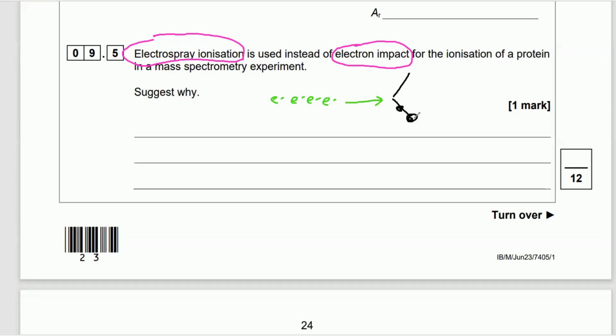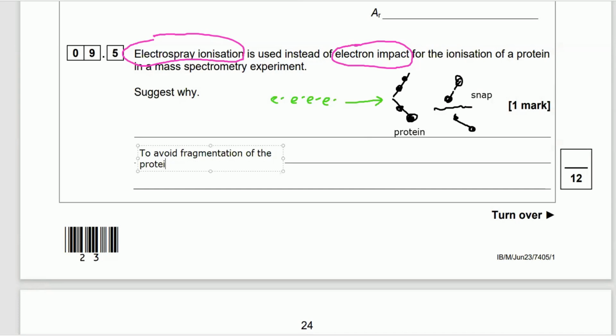So I'm doing a real crusty, gangster level GCSE art drawing here. This is my protein, and it's being snapped here by the beam of electrons into fragments. Now, if you're trying to analyze the protein and work out its mass number, you might not want it to be fragmented. You might want to keep your protein whole and not be broken into pieces. So electrospray ionization would be the best method because it avoids fragmentation of the protein, avoids it being snapped or broken into small pieces, whereas electron impact will do that.